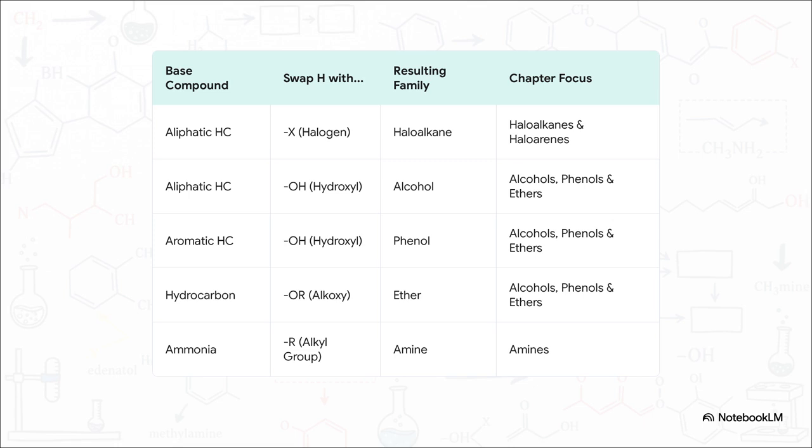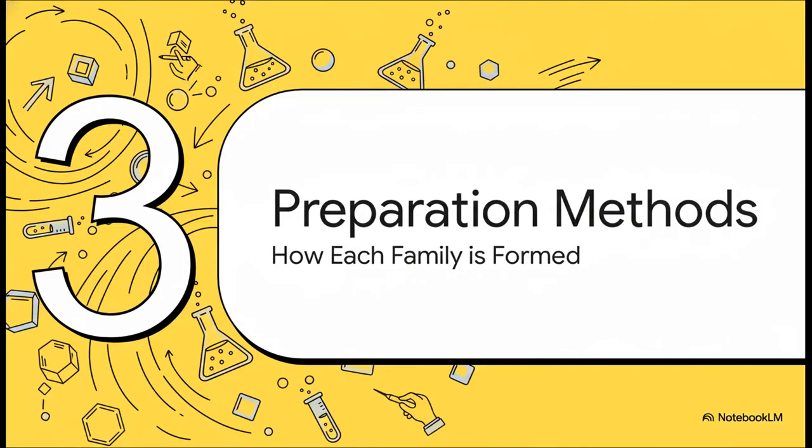Swap it for an OH group instead, and you get an alcohol. Do that same exact swap, but on a ring structure, an aromatic compound, and now it's a phenol. See, even amines fit the pattern. They just start with ammonia instead. It's not some random list. It's a totally logical system of upgrades. All right, let's keep building on this. Now that we know the families, let's look at a couple of their signature moves, the famous reactions used to make them. And trust me, these are the ones that always show up on exams.